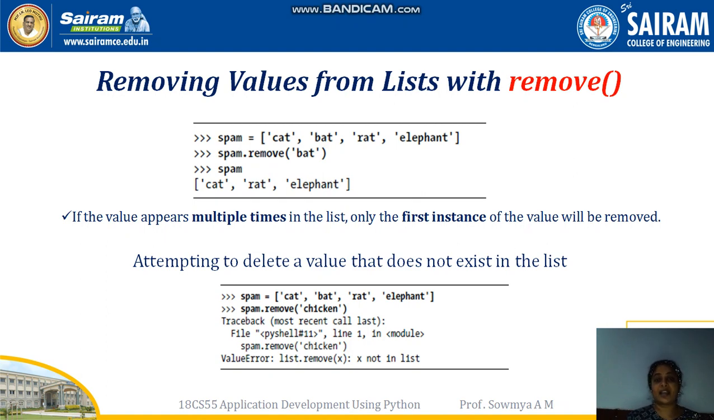And if the value appears multiple times, then the first value which it identifies will be removed. It starts comparing the values from left to right, so the first value from the left will be deleted if you have the same values repeated in the list. And if you try to remove a value which is not inside the list, then it throws an error called list.remove(x): x not in list, meaning the value is not in the list.